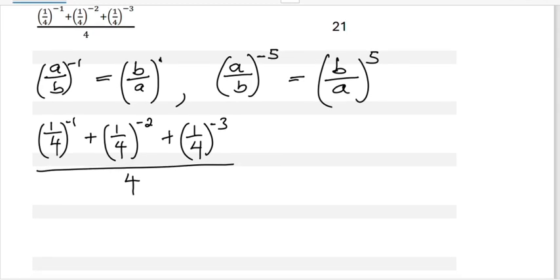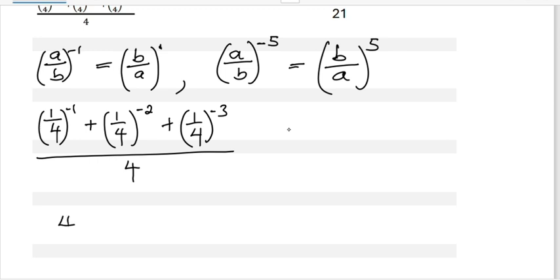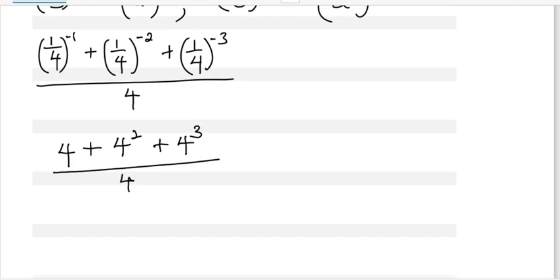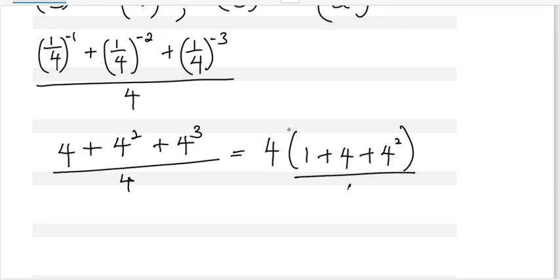Alright, so if you look at this, this will give us 4 over 1 to the power of 4, which is simply 4, plus 4 over 1 to the power of 2, which is simply 4 squared, plus 4 over 1 to the power of 3, which is 4 to the power of 3, all over 4. Okay, and at this point we can factor out 4 here. This is simply 4 into (1 plus 4 plus 4 squared) all over 4. I just factored out 4 from this, and this. So this can cancel this.